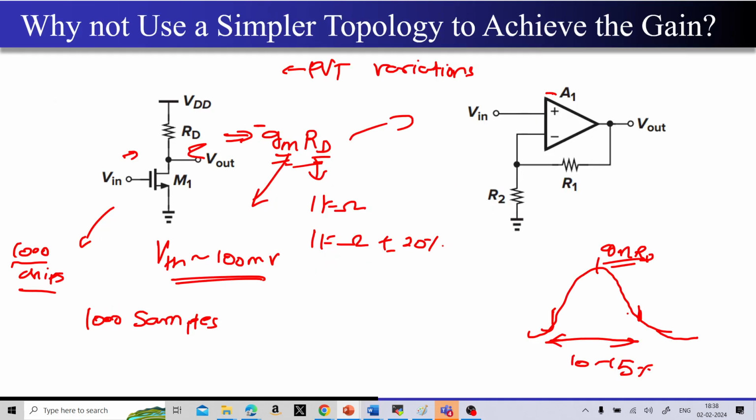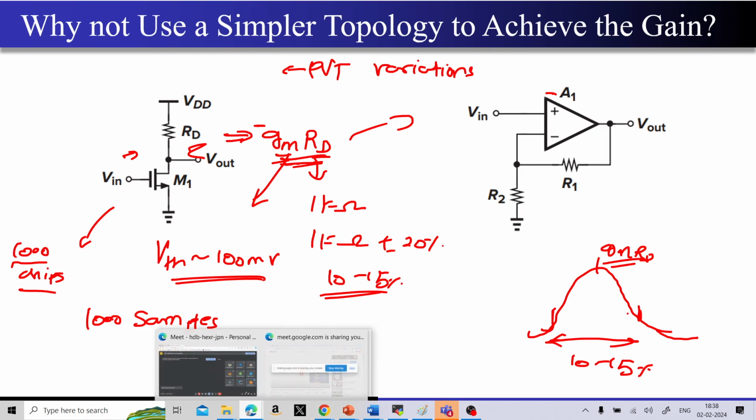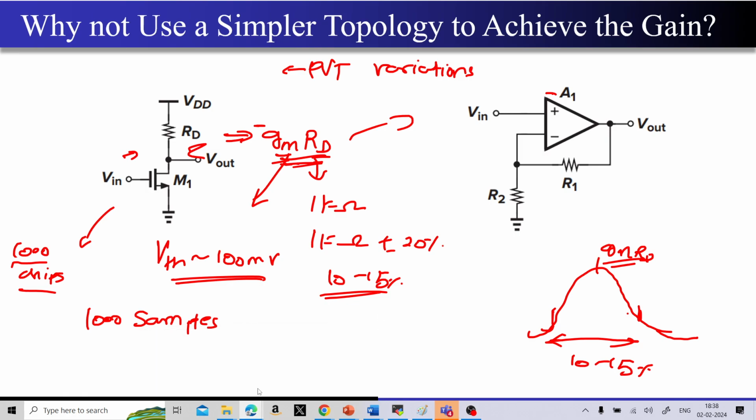So what I had discussed over here is that the gain of this amplifier that you are seeing, gm into RD, can easily vary by 10 to 15%. Somebody is causing a lot of disturbance, so just give me a minute. Okay, hopefully that person doesn't unmute himself or herself. So what we saw is there is almost 10 to 15% variation if you try to fabricate this, right? And this is what we have told.